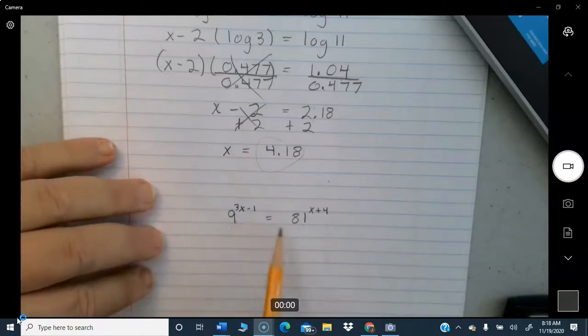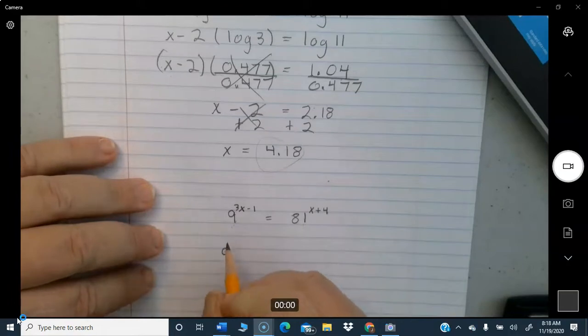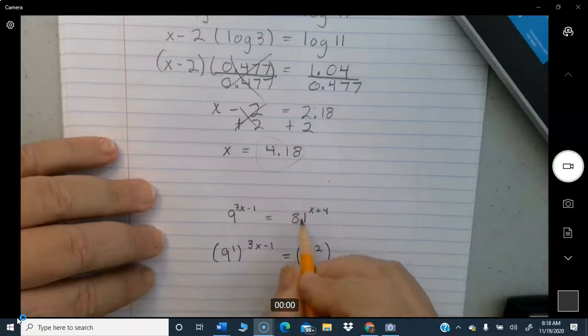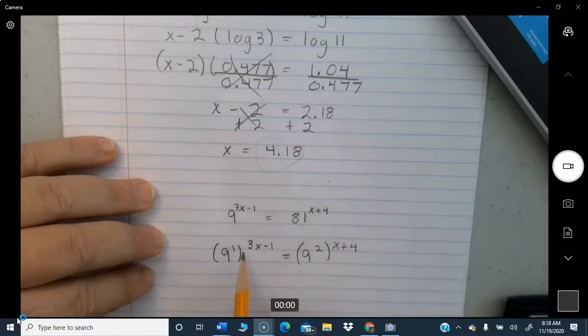Okay, but anyway, 9 is a common base, so this is equal to 9 to the first power. 81 is equal to 9 to the second power. I just put that in parentheses. That's the 81, and then the x plus 4 goes on the outside. And the rule says that we can take this exponent times this exponent. So that's going to be 9 raised to the 1 times all of that. And 2 times all of this is going to be 9 to the 2x. 2 times x, and then 2 times 4 is 8.